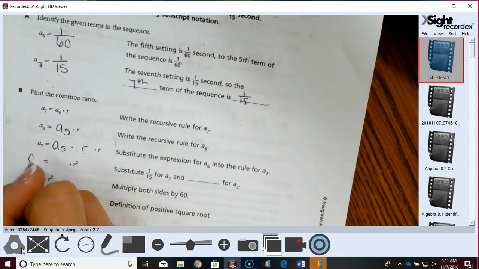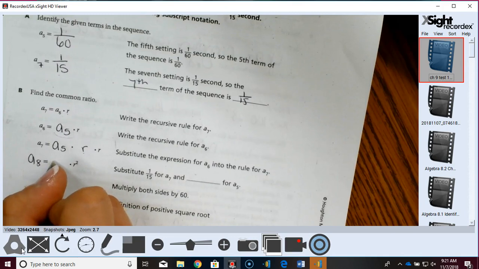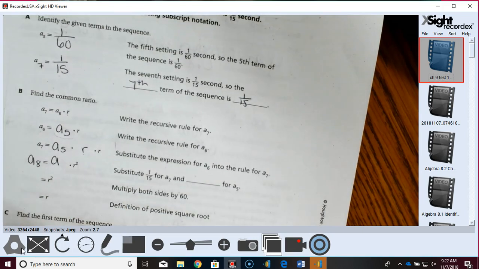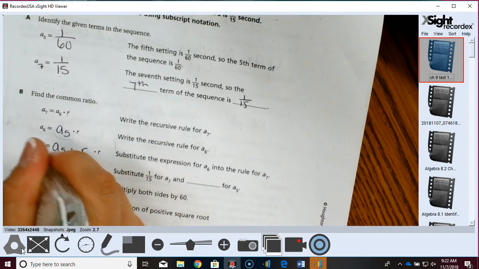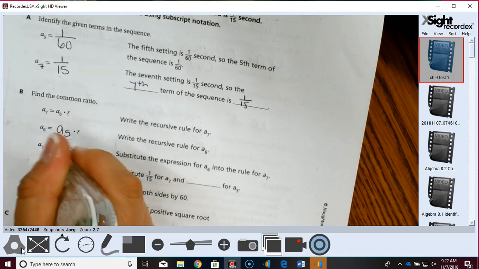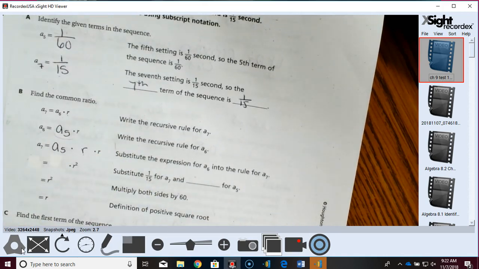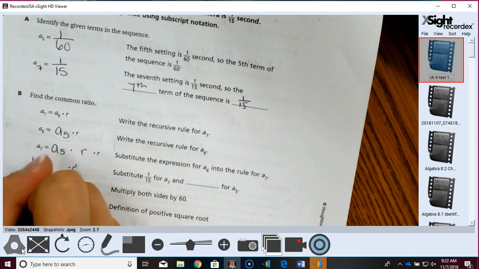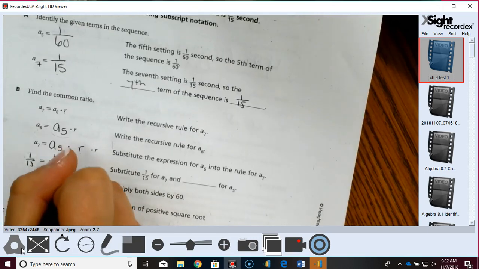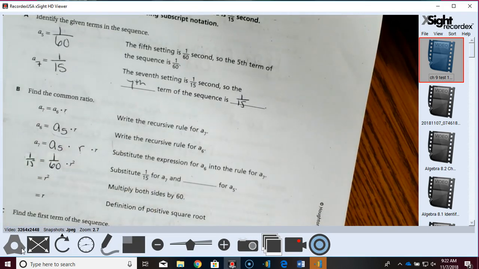A to the 8th is A... oh wait, am I just solving this? I'm not doing A to the 8th. Sorry. I'm plugging in. So A to the 7th is 1/15th. A to the 5th is 1/60th times R squared.